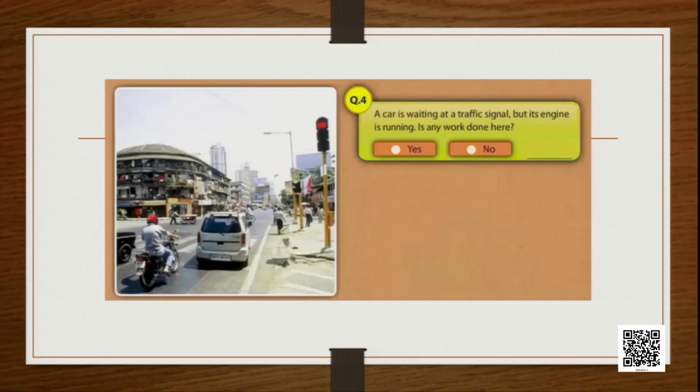Now coming to the final example. A car is waiting at the traffic signal but its engine is running. Is any work done here? You must have faced this situation in your day-to-day life. While you are waiting at the traffic signal, the engine of your vehicle is on, it's still running, but is any work done here? The answer is no. Why no? Because there is no displacement in the car when we observe at that particular instance. Whatever force is applied, there is no work done because there is no displacement.